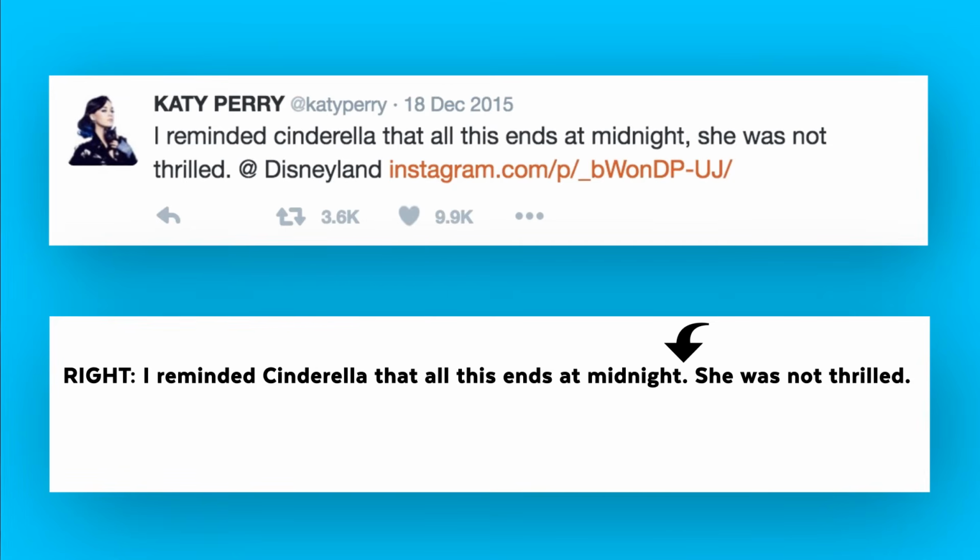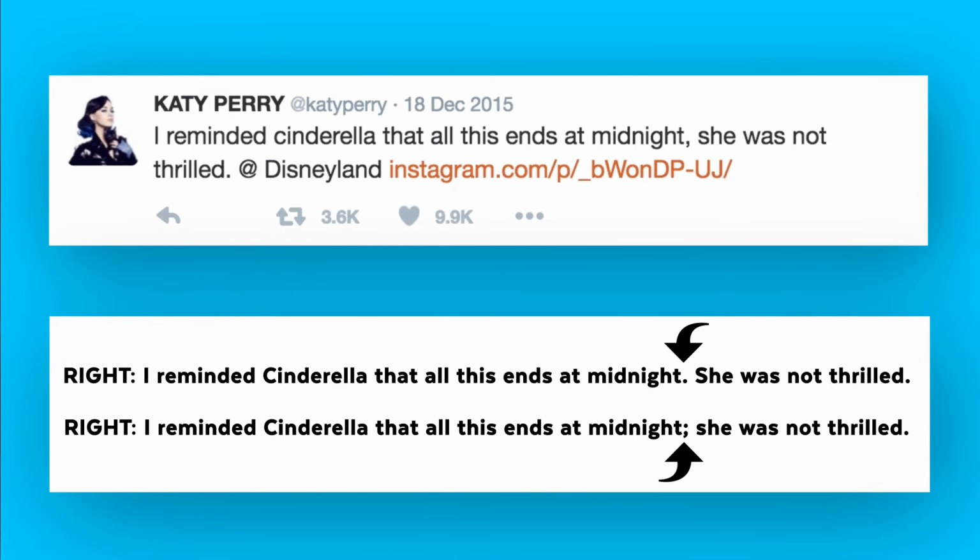The second method is just to add a semicolon. So what a semicolon basically does is it glues together two things that would be sentences on their own, and we just stick those together, glue them together. I reminded Cinderella that all this ends at midnight, semicolon, she was not thrilled. And voila, we have a complete sentence and we're cool. So those are two ways to fix this comma splice error.